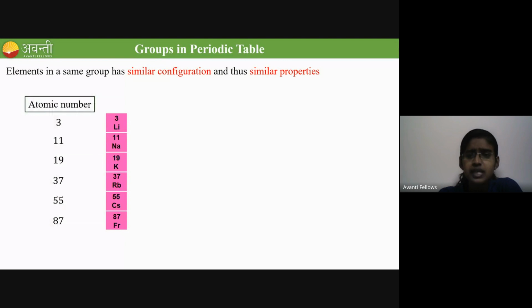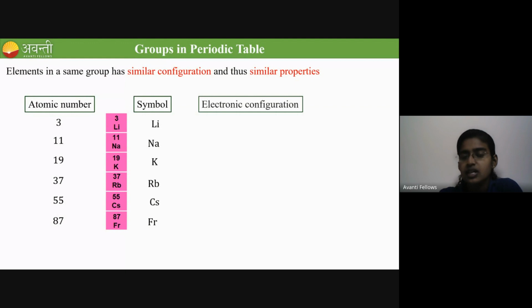Atomic number of lithium is 3, sodium is 11, potassium it is 19, for rubidium it is 37, cesium 55, francium 87. So this is the atomic number of these elements. And this is the symbol, which you can see there in those boxes itself. Okay. So these are the symbols. And the electronic configuration of each element is, for lithium it is 1s2 2s1. Or we can represent that configuration as helium 2s1. So what does this helium denote? It denotes the configuration 1s2. The configuration of helium is 1s2, right? So in place of this 1s2 in lithium, we are putting helium.